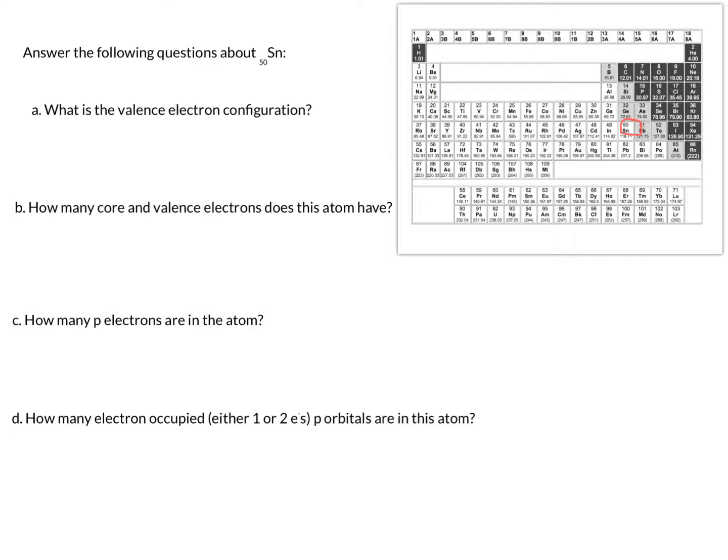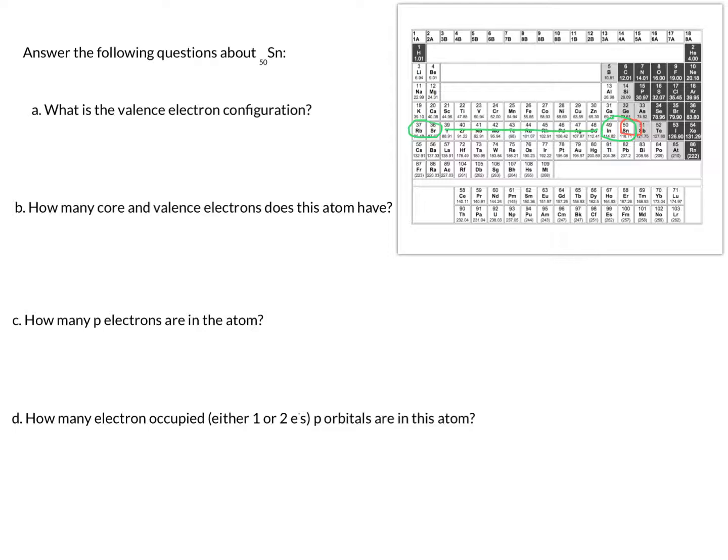Remember that valence is going to be outermost S, so that would be right here, and any partially filled sublevels, so that would be those two as well. We don't include the D block because that is full with 10 electrons.